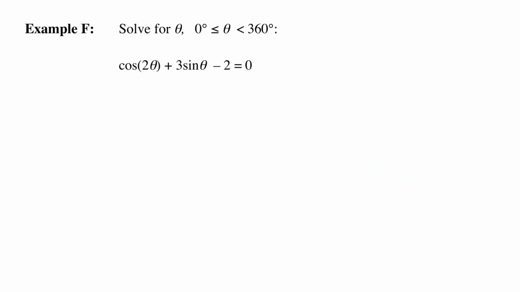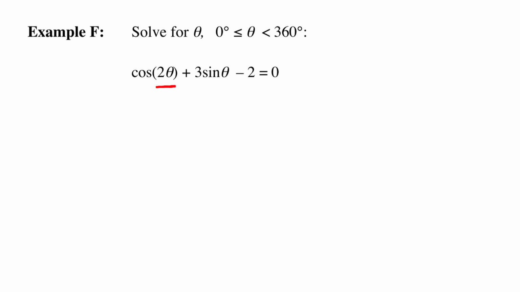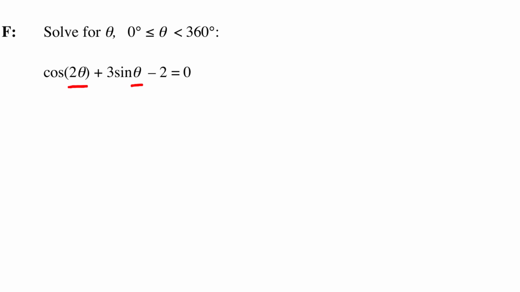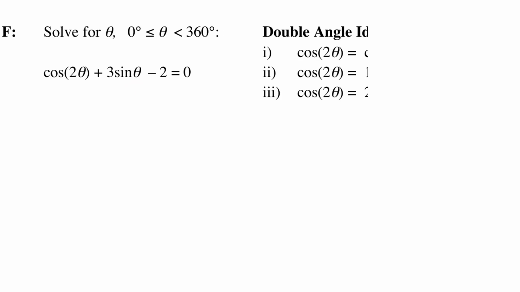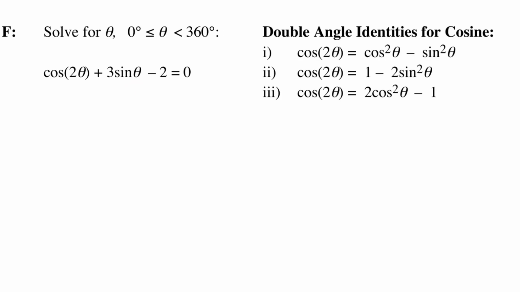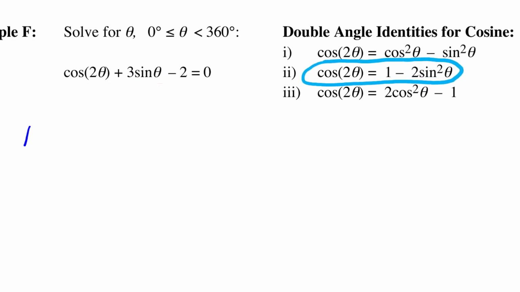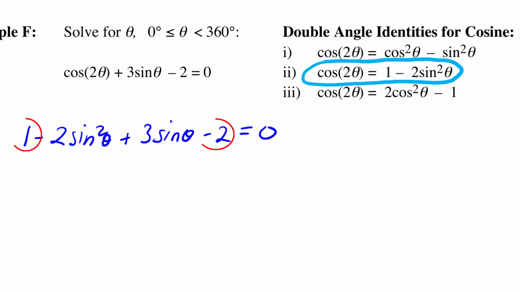In this next example, again we have two different arguments, 2 theta and theta. This time it's cosine 2 theta. Well, here are the double angle identities for cosine. One function within our equation is sine theta. So let's use the double angle identity that's 1 minus 2 sine squared theta. So cosine 2 theta is replaced by 1 minus 2 sine squared theta, and then we have plus 3 sine theta minus 2 equals 0.